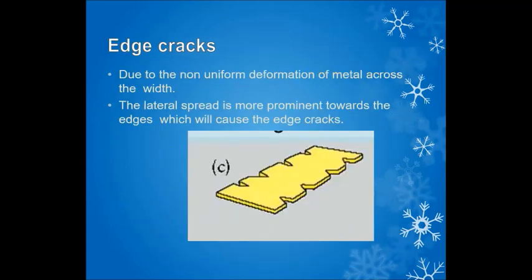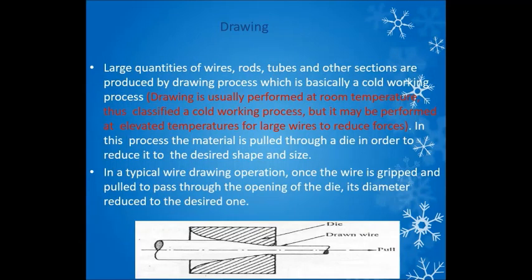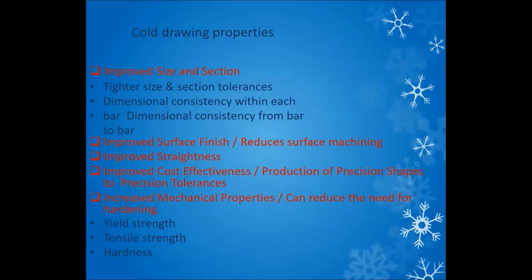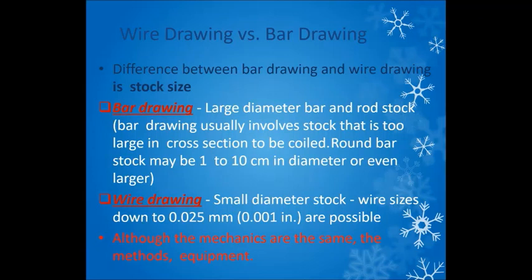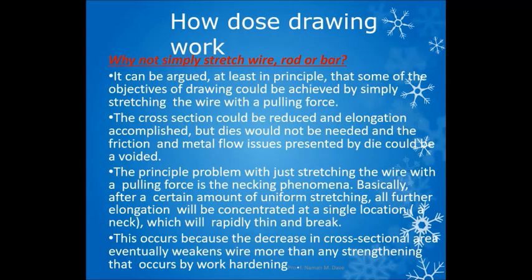Drawing. The concept of drawing involves pulling a wire, rod, or bar through a die. Large quantities of wire, rod, tubes and other sections are produced with the drawing operation. Improved size and section, cold drawing properties, bar drawing, wire drawing, small diameter less than 0.01 mm. Defects in drawing practices and product. Drawing is usually performed as cold working, which hardens the work. Heavy rods are manufactured with the hot operation.